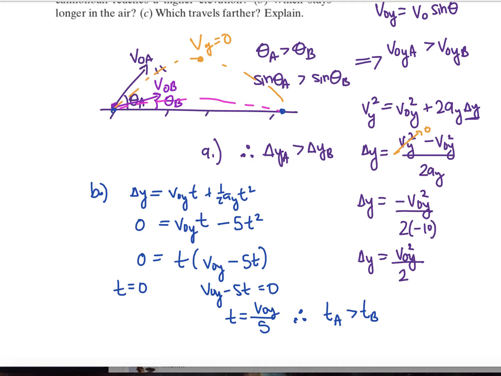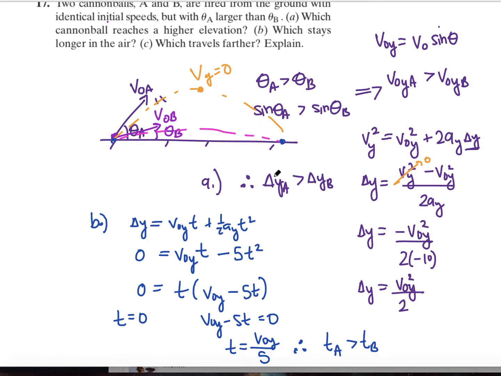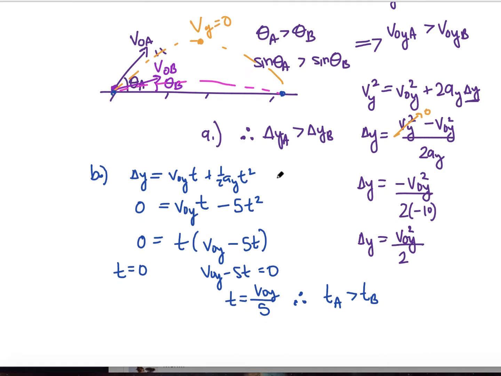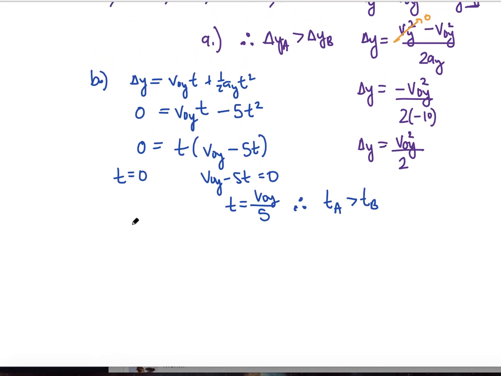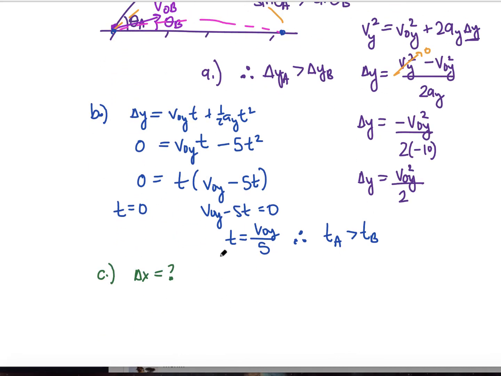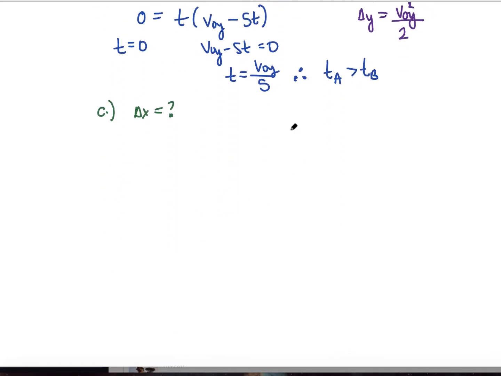Well, this also kind of depends on what we've just done. Let me change colors once more. So which one travels further? So in this case, I'm talking about delta x. So this one is actually a little trickier. And in order to do this, I'm going to draw one large diagram. So here's my ground again.